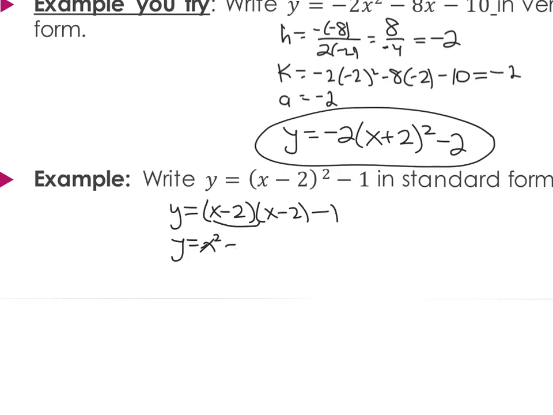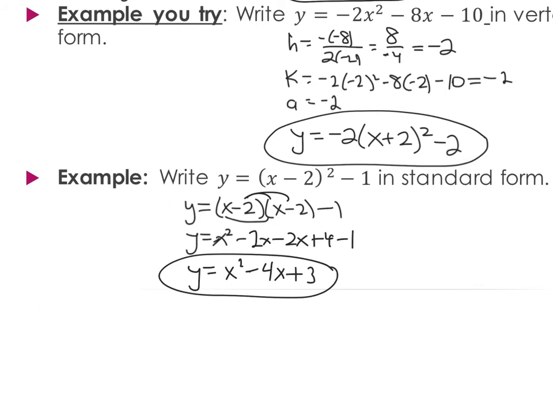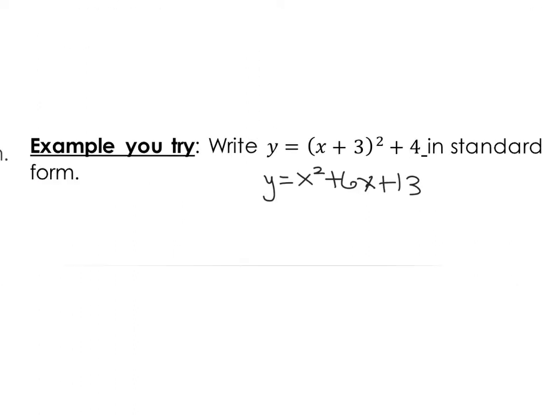The outers would be minus 2x, the inners would be minus 2x, and then the last would be positive 4. And then all that's left for us to do is to combine like terms. So y equals x squared minus 4x plus 3. And that's it. That's all you have to do. Now I want you to take a minute and try the example you tried. Hopefully you found the answer to be x squared plus 6x plus 13.